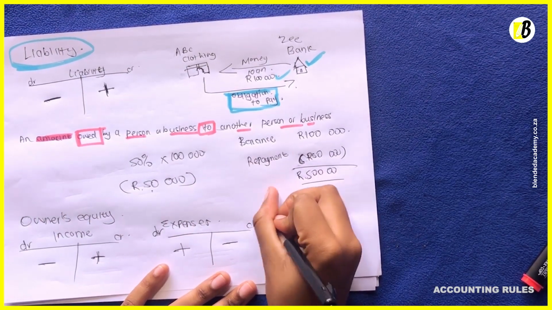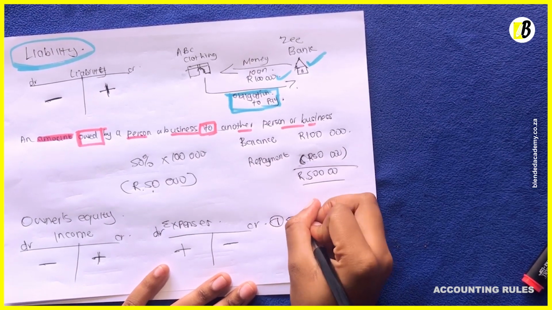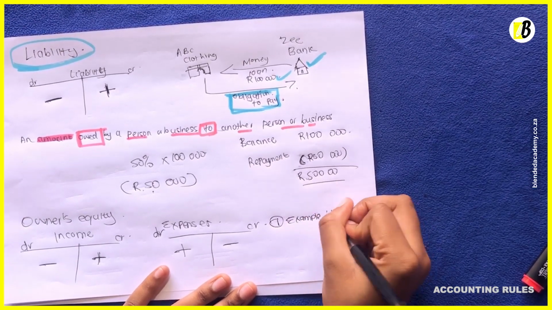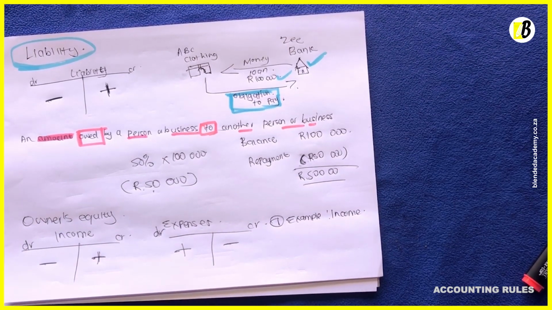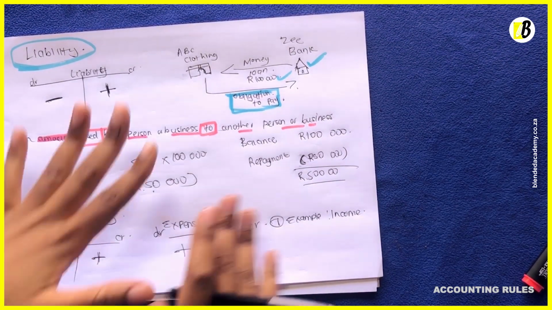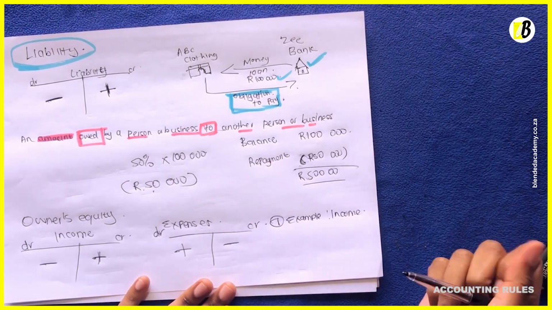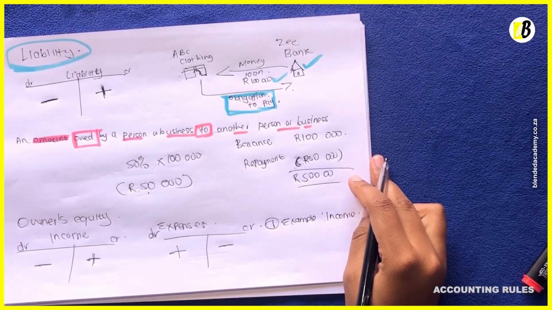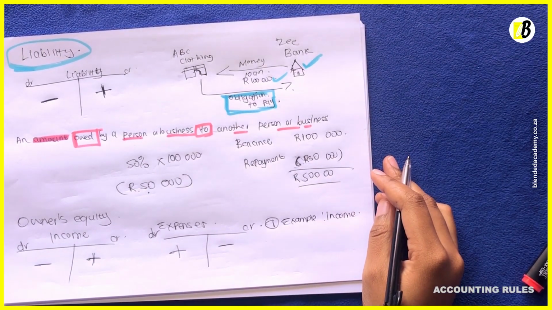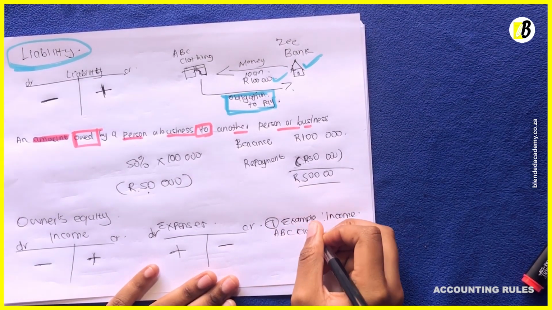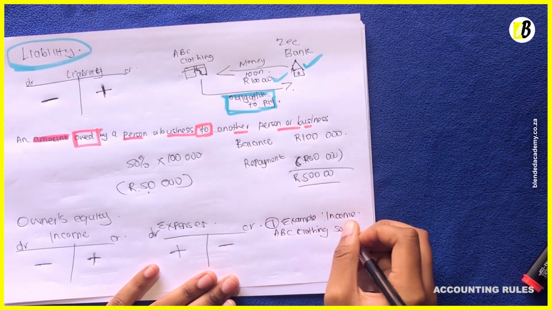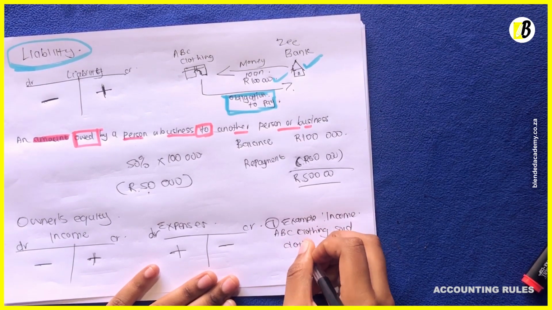For now, let's look at an example. Let's start with income. Let me say that ABC Clothing is selling clothes to us. We are the buyers, we are its customers. Now ABC Clothing sold clothing items.